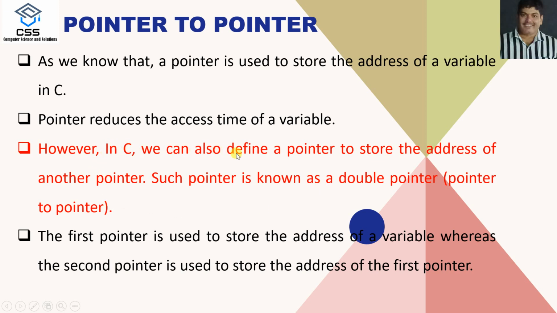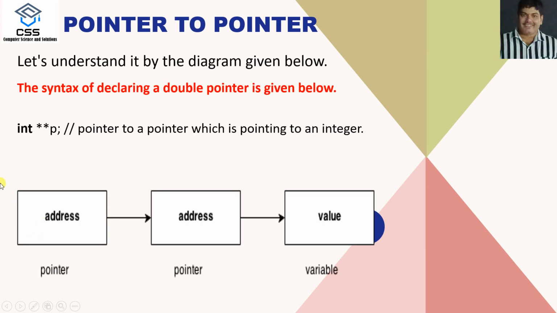However, in C, we can also define a pointer to store the address of another pointer. Such a pointer is known as a double pointer, or some people call it a pointer to pointer. Pointer to pointer and double pointer mean the same. The first pointer is used to store the address of a variable, whereas the second pointer is used to store the address of the first pointer. If it is a double pointer, it has to store the address of another single pointer. If it is a triple pointer, it has to store the address of a double pointer, and so on.